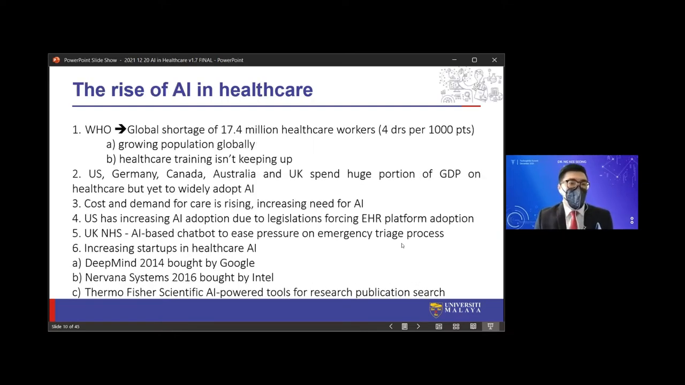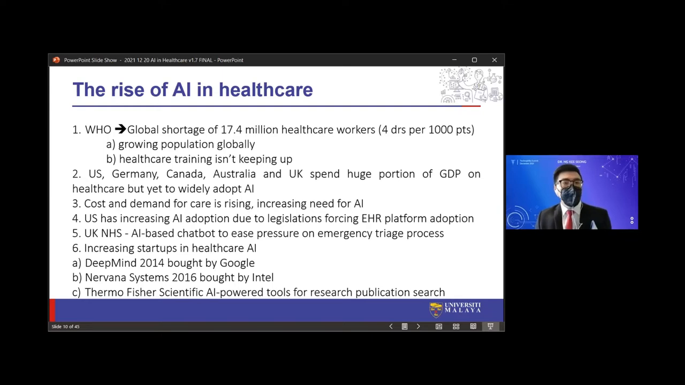And this is because WHO has actually published data that we currently have a global shortage of about 70 million healthcare workers. If you look at all the doctors available currently, there are roughly about 4 doctors per 1,000 patients, which is still very high, because obviously they can't be providing as much service as the 1,000 patients would need, with those few doctors. And this is worsening due to our exponentially growing population and the fact that it's really expensive to train doctors currently. We are just not keeping up and producing as many doctors as we should to cover for the population growth.